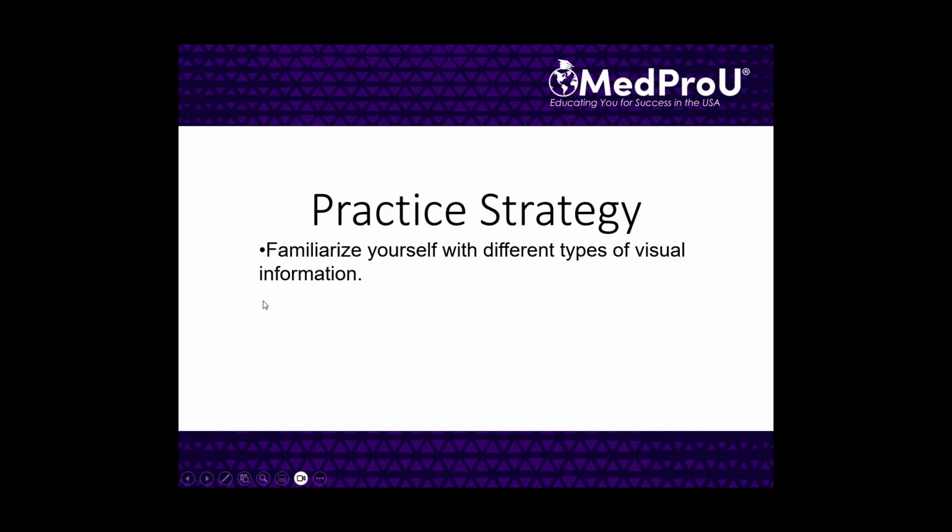So this will be our practice strategy. You have to familiarize yourself with different types of visual information. As I've mentioned earlier, we have different types: line, bar, pie. Practice under time constraints, 20 minutes only. Focus on identifying key points and information, and avoid giving unnecessary details.